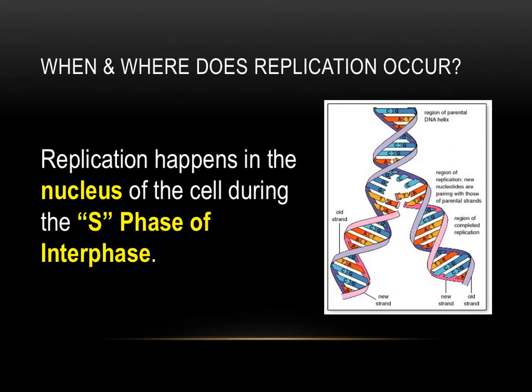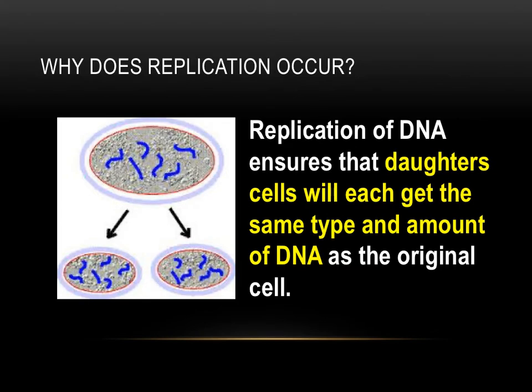DNA replication occurs prior to cell division during interphase, and specifically, it happens during S phase of interphase. Since DNA is stored in the nucleus, it makes sense that replication occurs there. So why do cells bother to replicate their DNA?